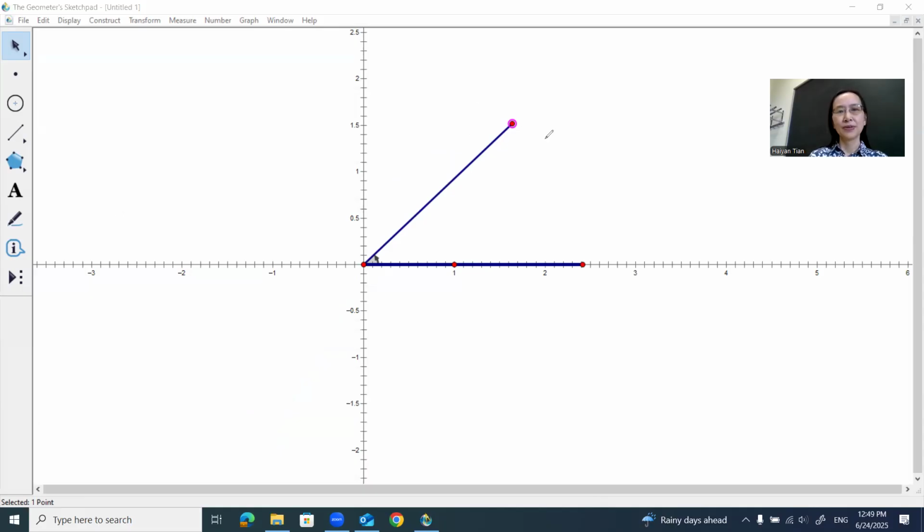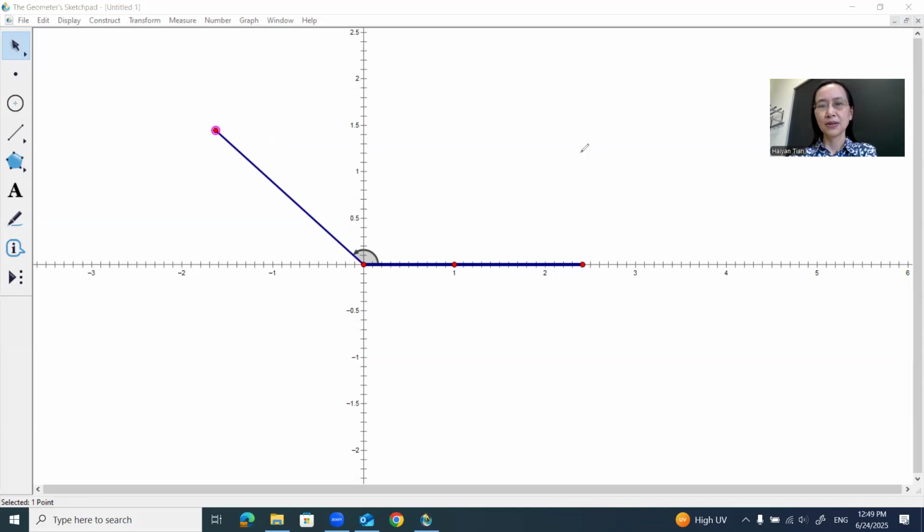And then if the terminal side is here, more than 90 degrees but less than 180 degrees, this angle will be in the second quadrant, right? So we can just classify some non-negative angles that are less than a complete rotation.